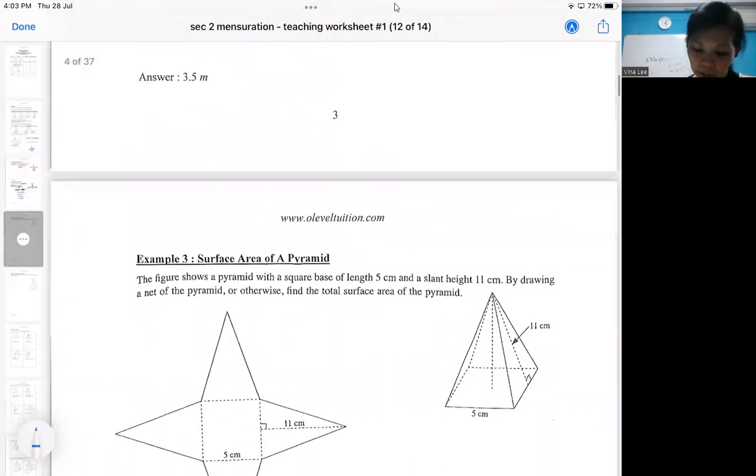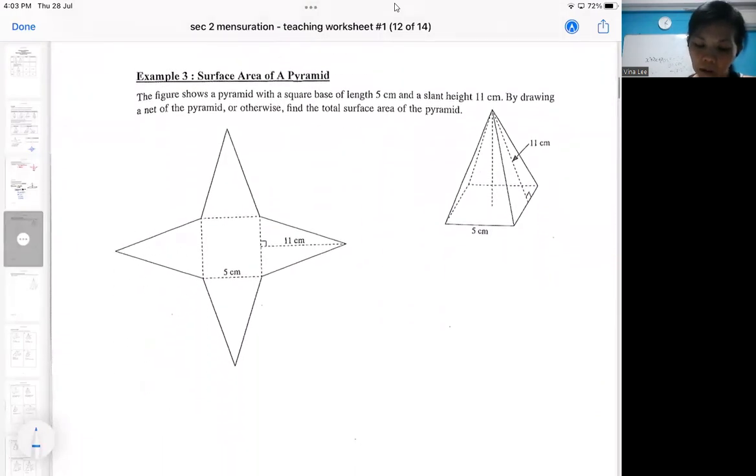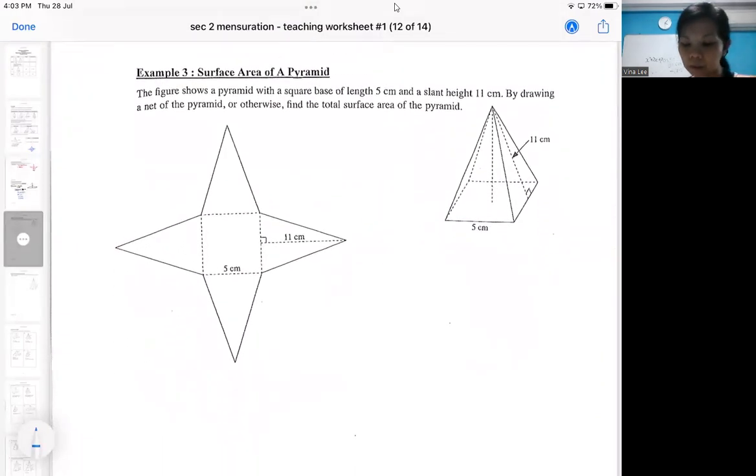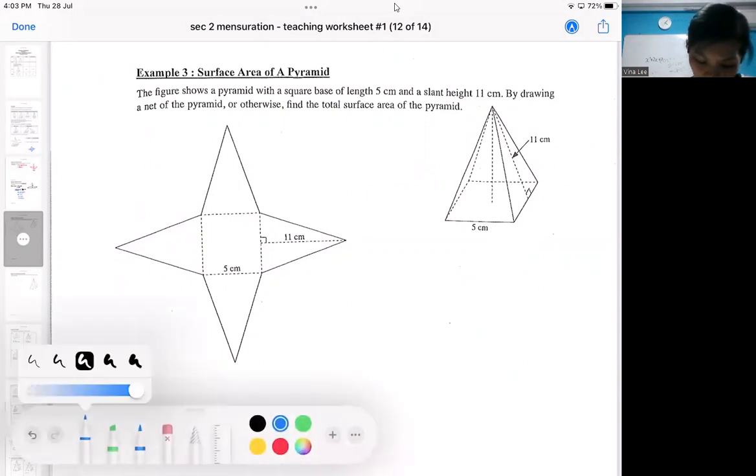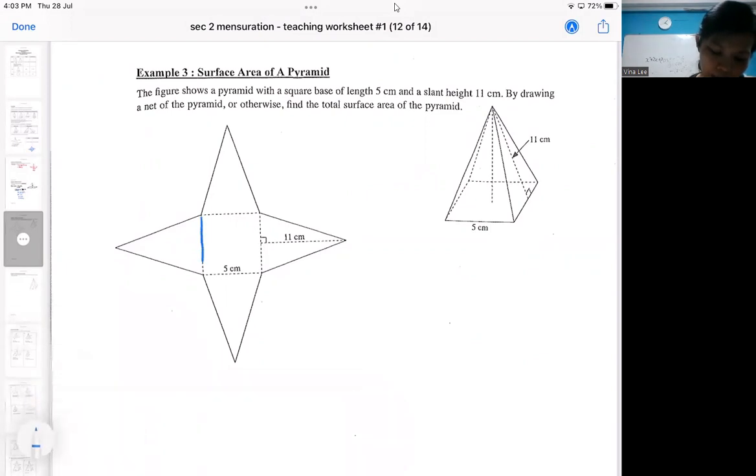So coming on to the next one, which is a bit longer, where they actually show you the net and all the information. So your job is to find the total surface area. So this is a square base. The square base will have 4 identical triangles. And the square is very easy, square is just 5 times 5. The important thing is to get the 4 triangles, and you got to recognize that the 4 triangles are the same.